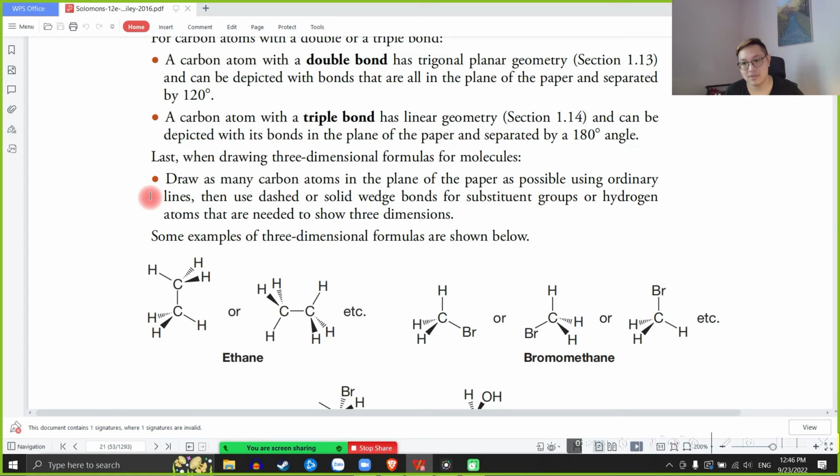Last one, drawing 3D formulas for molecules. You draw as many carbon atoms in the plane of the paper as possible using ordinary lines. Then use dash or solid wedge bonds for the constituent hydrogen atoms that are needed to show 3D dimensions. So, for example, ethane. First thing first, always draw the carbon first because they are the backbone, right? So C, normal line, C.